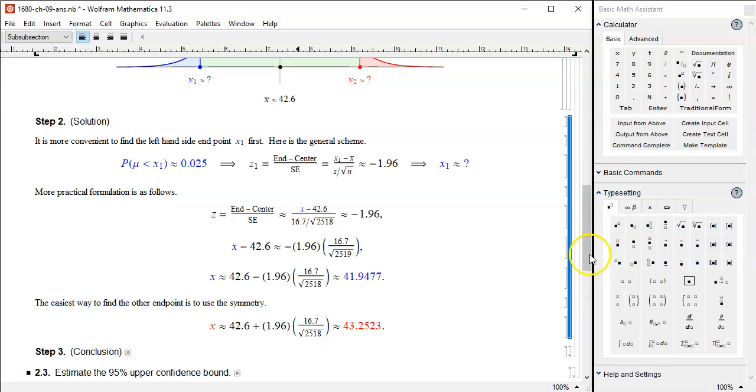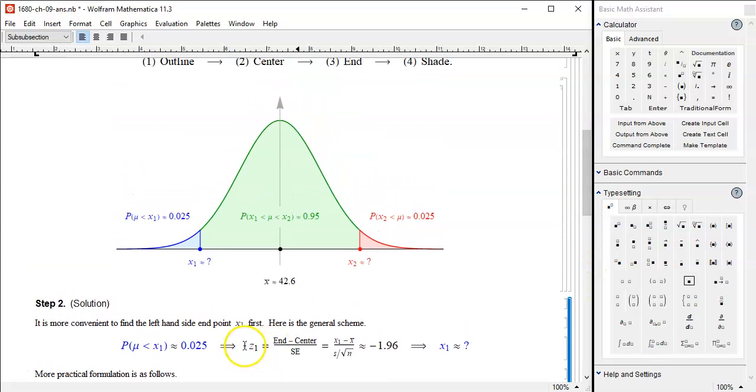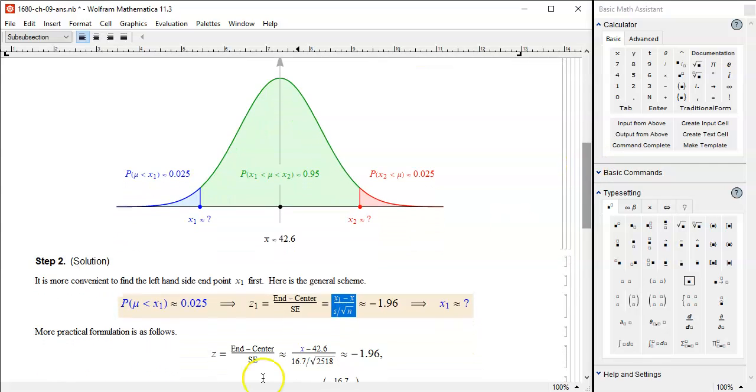Okay, here's a solution, and we use formula number 1 here. z equals x minus center over SE. As you can see from the color coding blue, I'm looking for the left-hand side endpoint here. x minus the center of 42.6, over SE, with standard deviation of 16.7 over square root of n. That is equal to the appropriate z-score. And that z-score turns out to be negative 1.96.